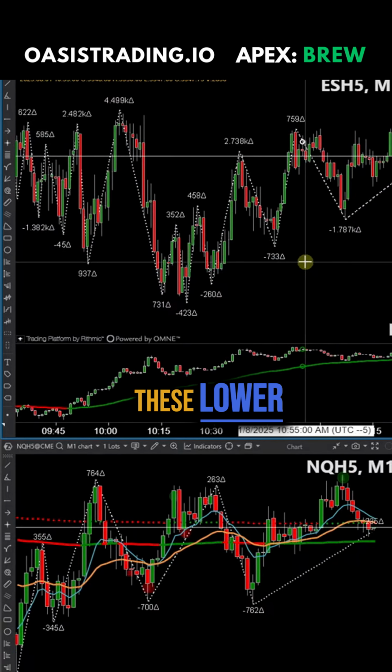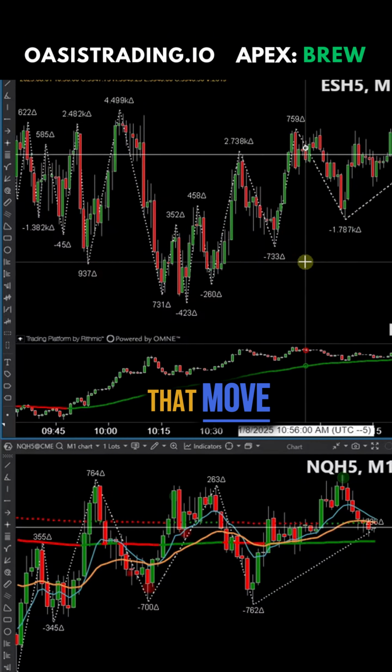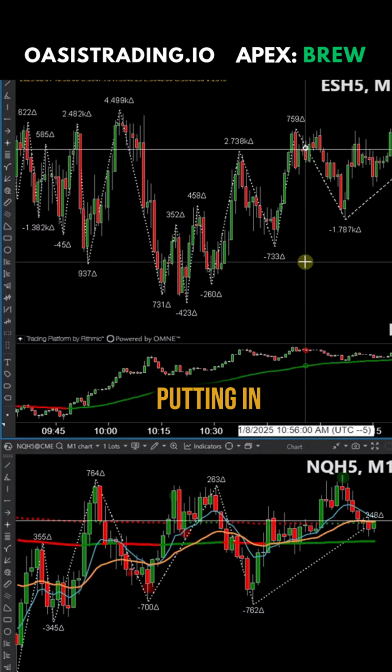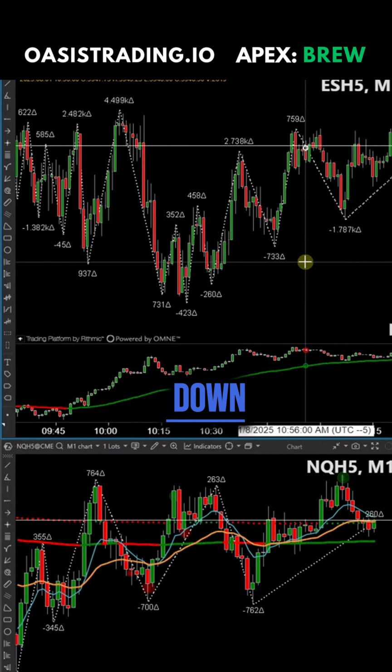So when we have these lower highs or lower lows, we can see, does that move have proper delta? For example, if we're putting in a higher high, delta should be going up. If we're putting in a lower low, delta should be going down.